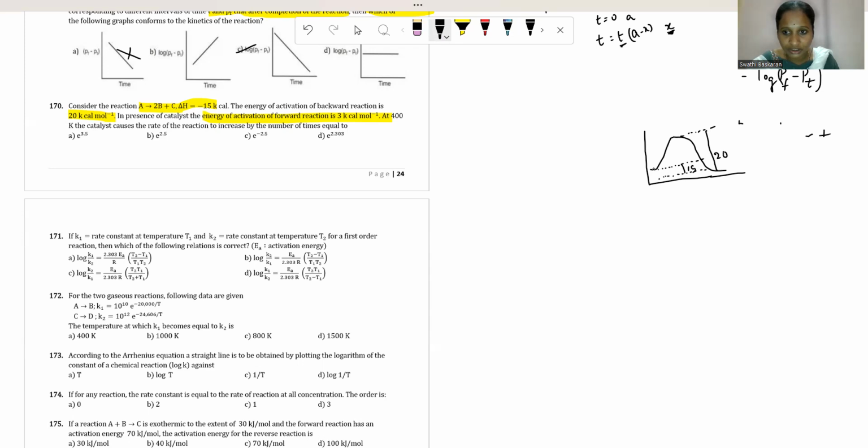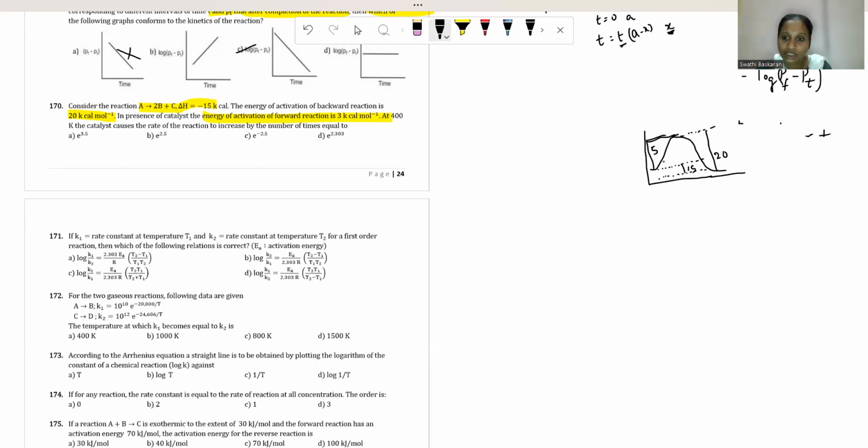Now, what is our intention? Our intention is to find out what is the activation energy for a forward reaction. So obviously it will become 20 minus 15, which will become 5. So this is for the reaction in which there is no catalyst used.